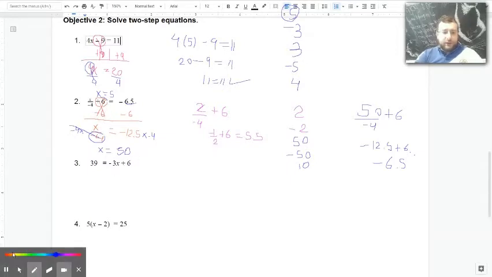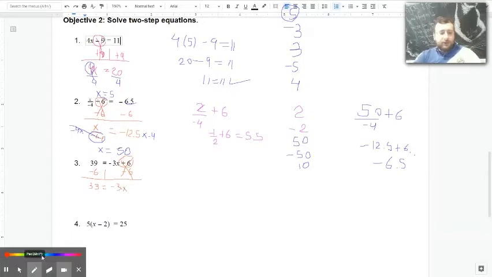And I have to start here once again by subtracting 6 from both sides, because I'm trying to get rid of that plus 6. So if I do that and subtract 6 from both sides, I will get 33 on the left side equals, the 6's will cancel out, and all I have left is negative 3x on this side.